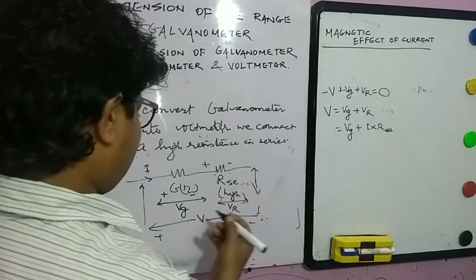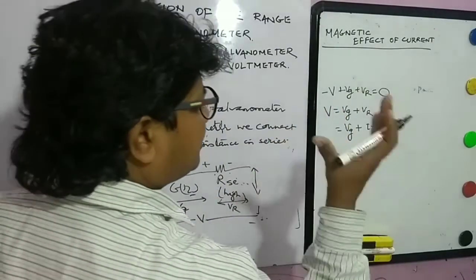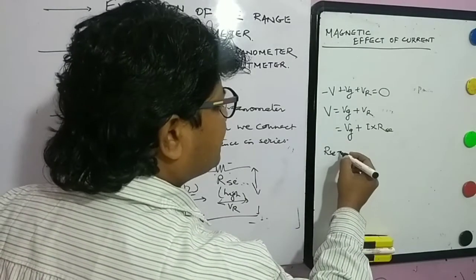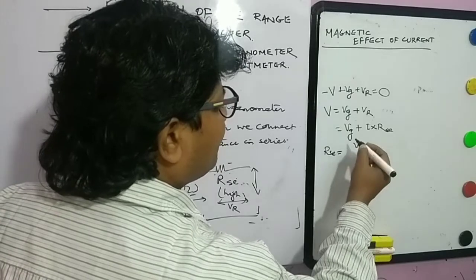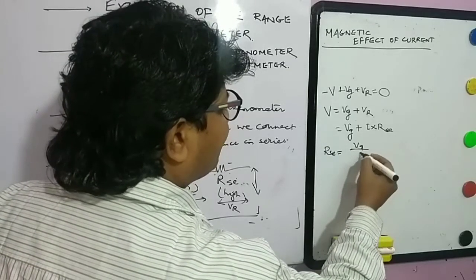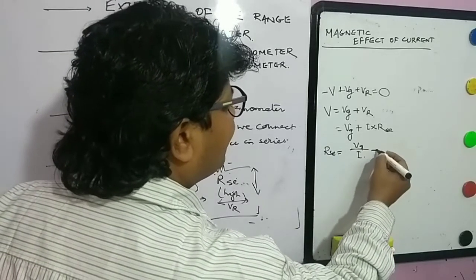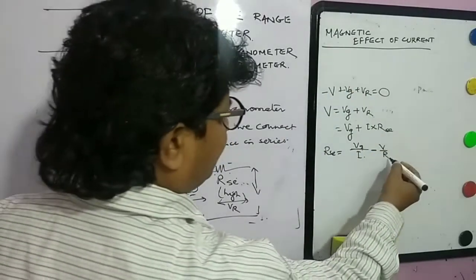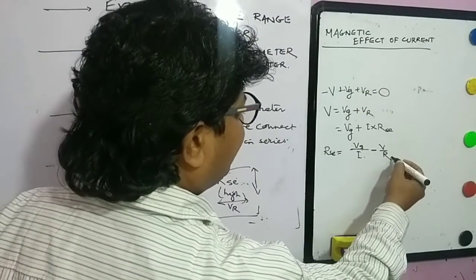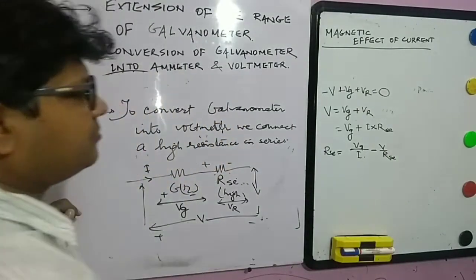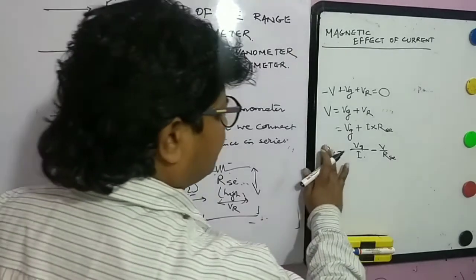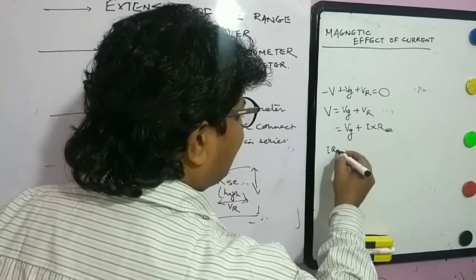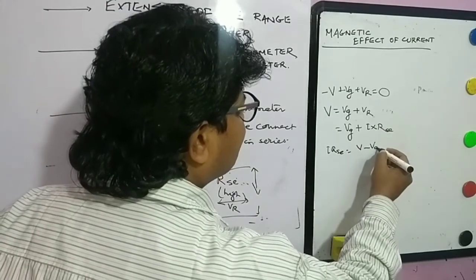So what we can say here, this is the voltmeter, this is the extension of your voltage. So RSE will be equal to V by I minus G. We have to find out RSE. So I into RSE will be equal to V minus Vg.